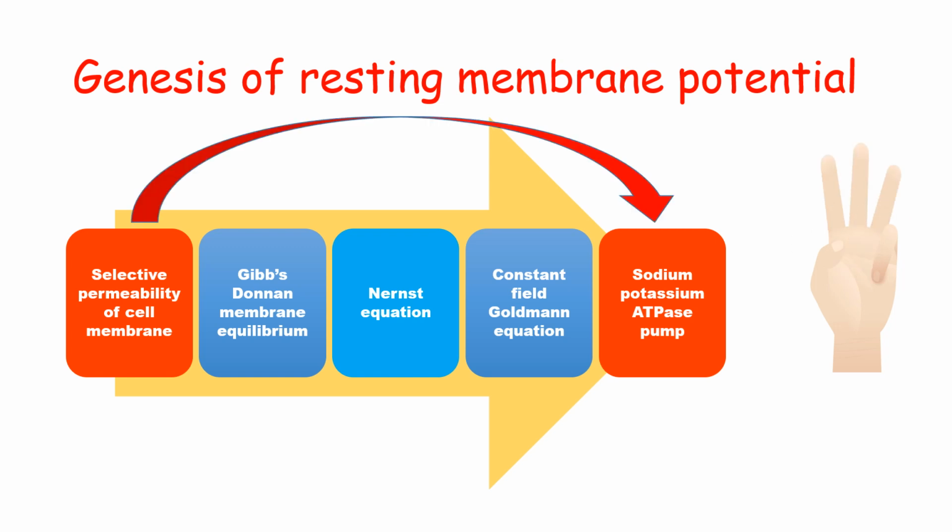The membrane potential is created by the selective permeability, the Donnan effect, the Nernst equation, and the Goldman equation. So these two important factors are responsible for the creation and the maintenance of the resting membrane potential, and the other 3 factors are the contributing factors.